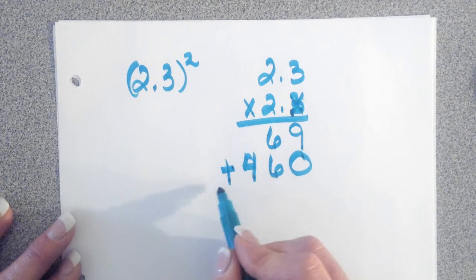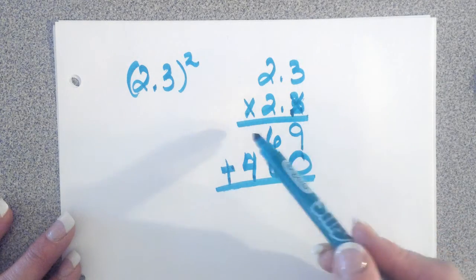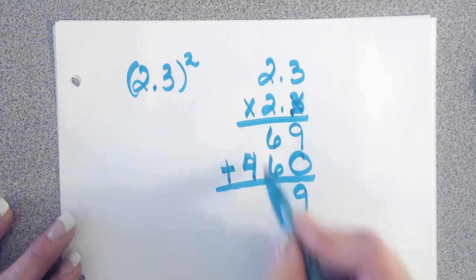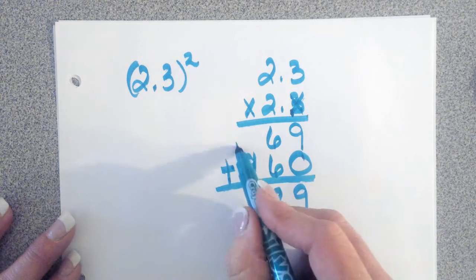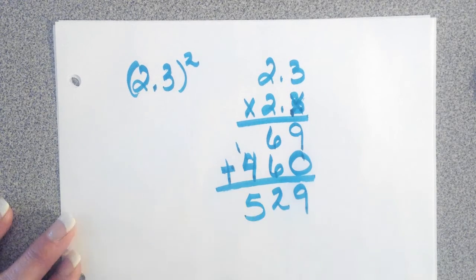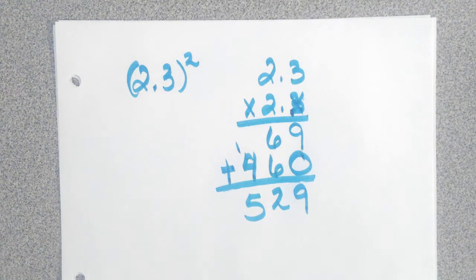Now we're going to add our two numbers together just like regular multiplying. 23 times 23, add our two lines together. 9 plus 0 is 9. 6 plus 6 is 12, carry the 1. 4 plus 1 is 5. So 529 would be 23 times 23.